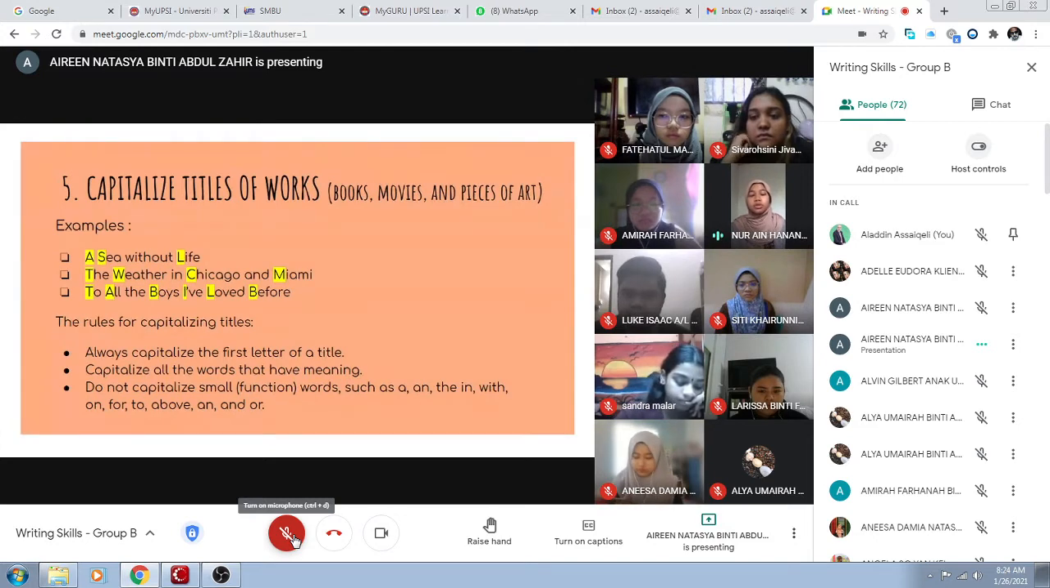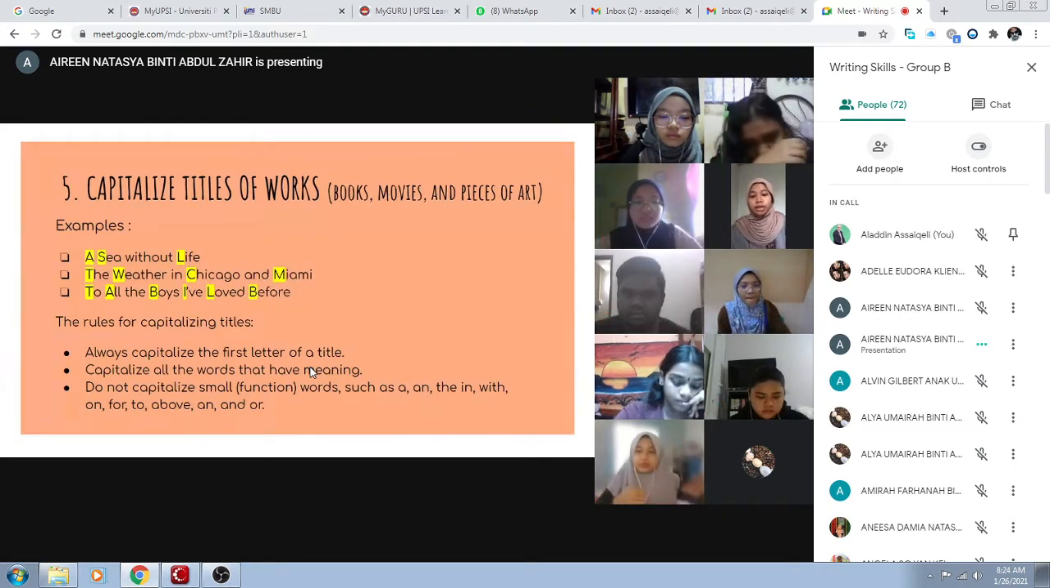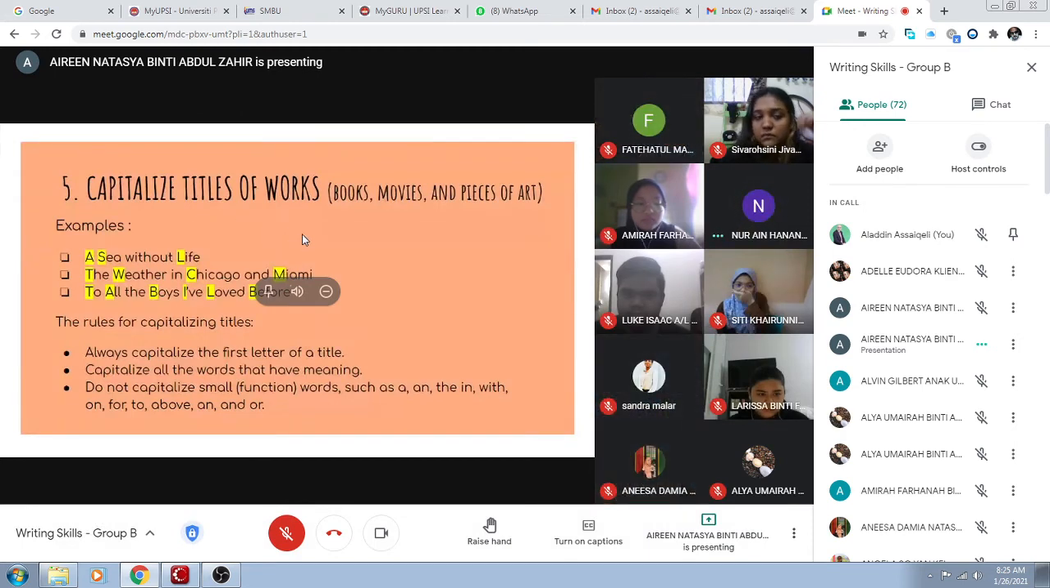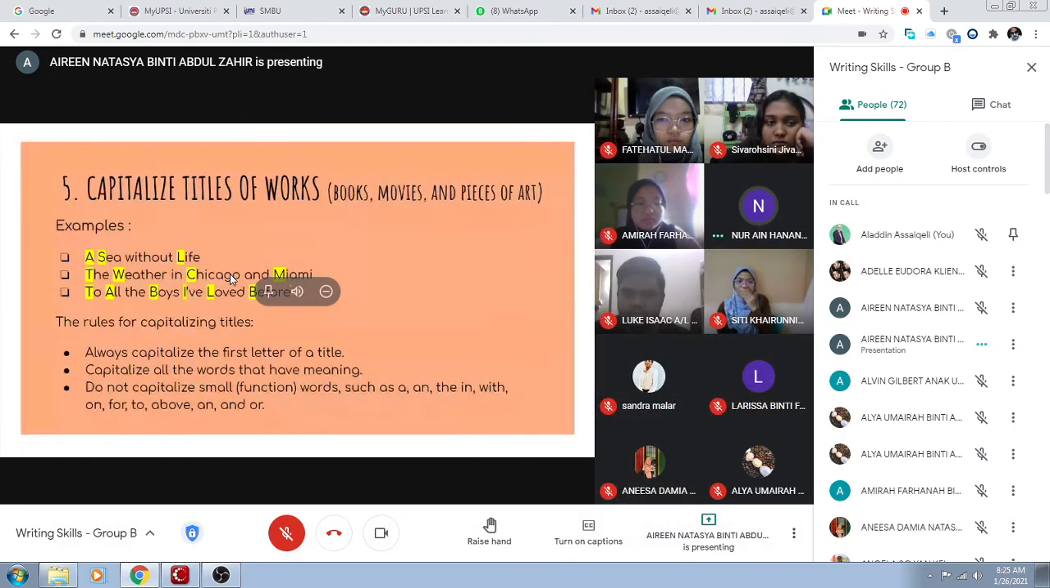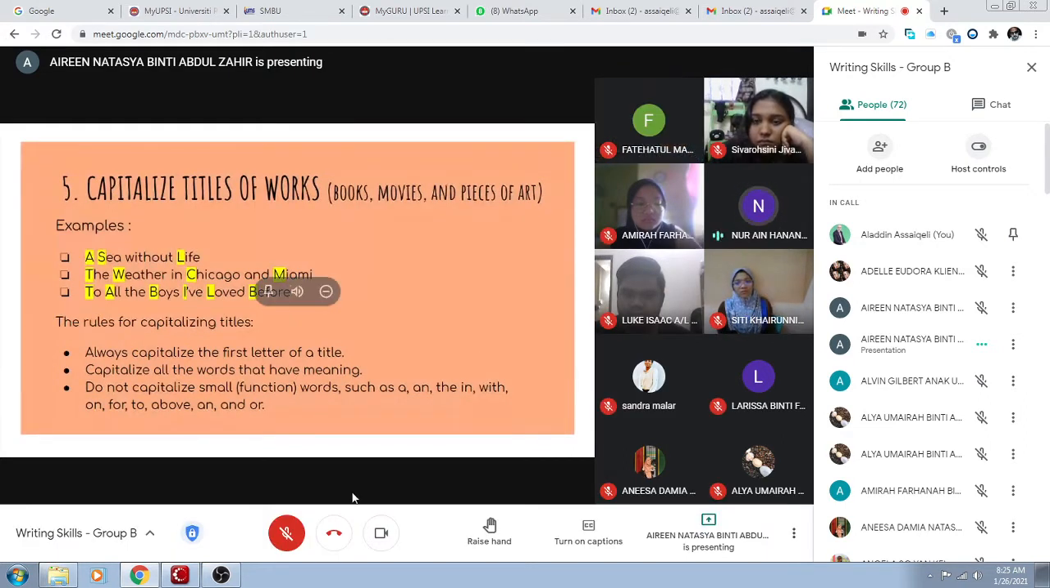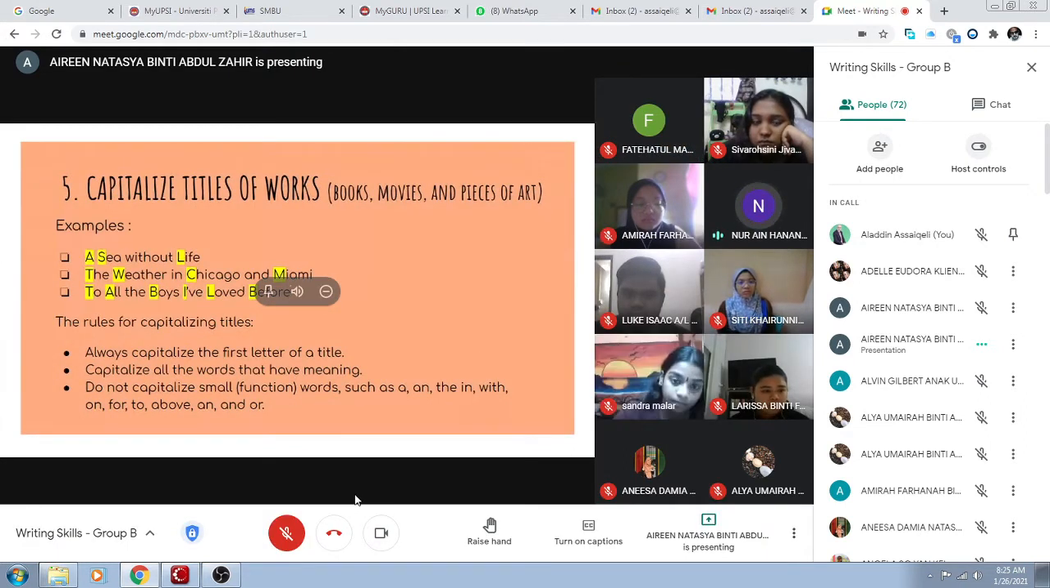So next, I'm going to continue. We're going to move to capitalized titles of works, such as books, movies, and pieces of art. In a title, we need to pay attention to which words begin with a capital letter and which words do not. For example, A Sea Without Life, The Weather in Chicago and Miami, and To All the Boys I've Loved Before. There are 3 simple rules for capitalizing titles.